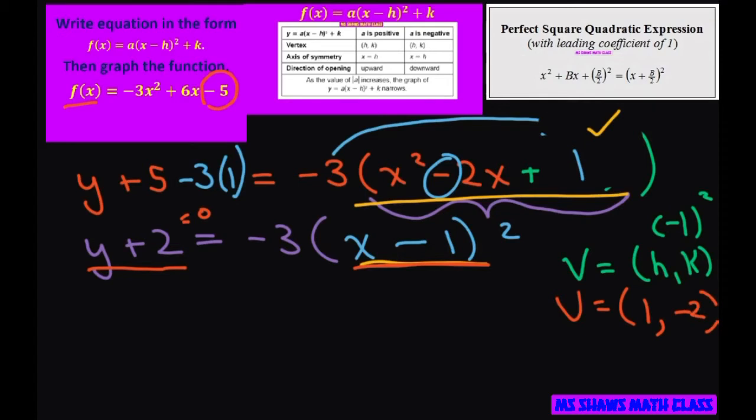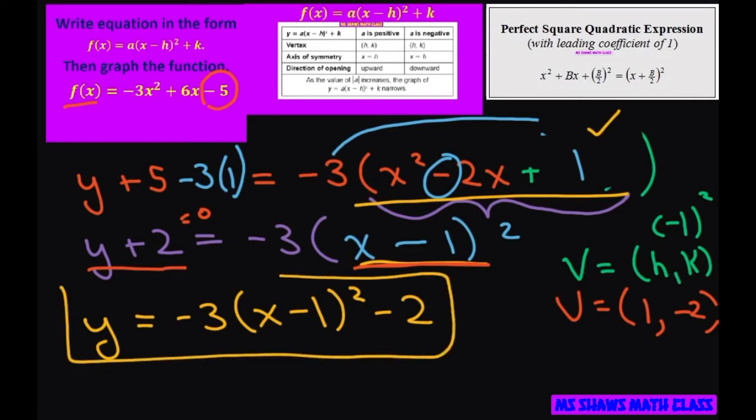Now to write it in vertex form, we have to subtract the 2 from both sides. This form is easy to put in the calculator. So you can put this as your vertex form. But this is why you do the opposite for your x, but you keep the same for your y, because the 2 really goes with the y. So that's it for that.